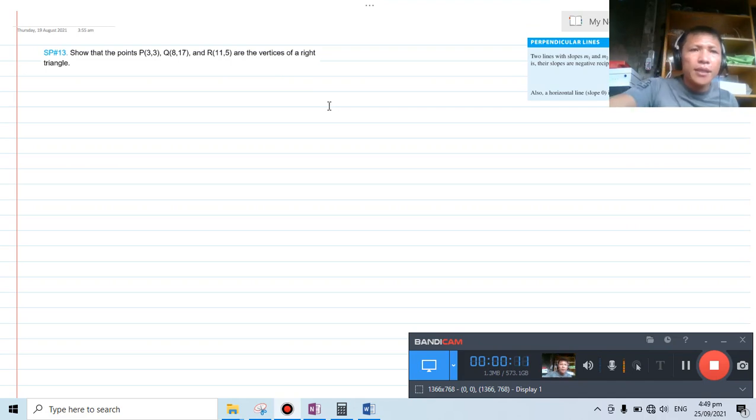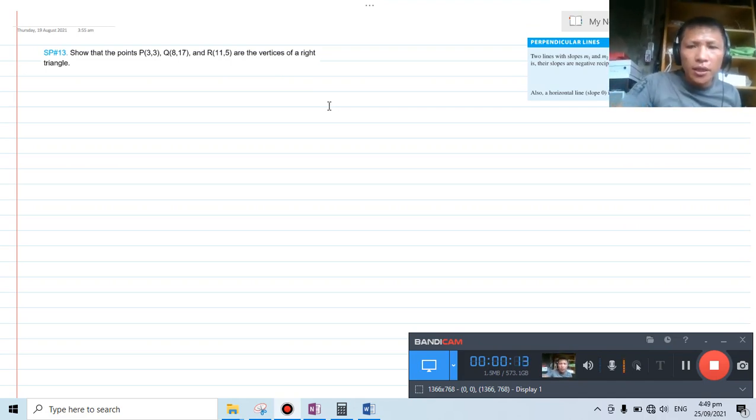making in the LPs. So we're already on SP number 13, straight line lagi hapon. Damo talaga problema ng straight line ano sir. Oo, damo problema. So SP number 13 tells us show.